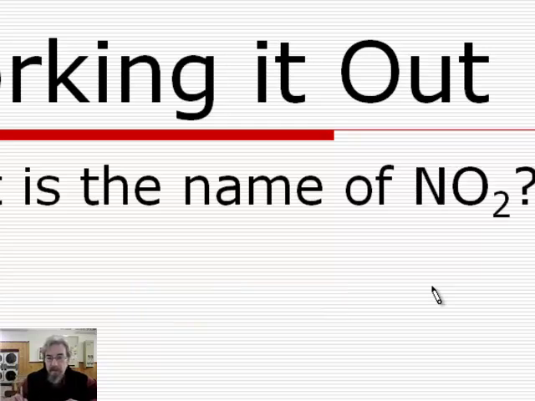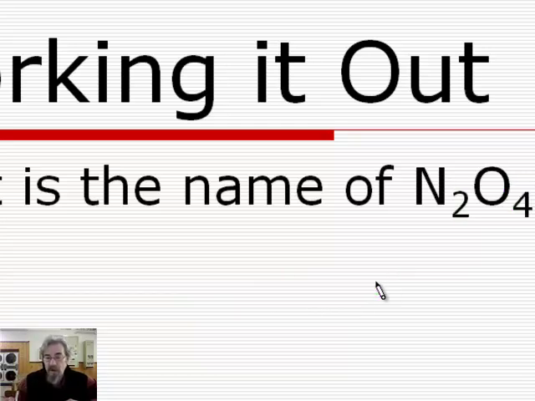What's the name of NO2? Here's your answer. Nitrogen has a subscript of 1 implied there, so I just write nitrogen. Oxygen has a 2 subscript. The prefix for 2 is di, so I write dioxide.